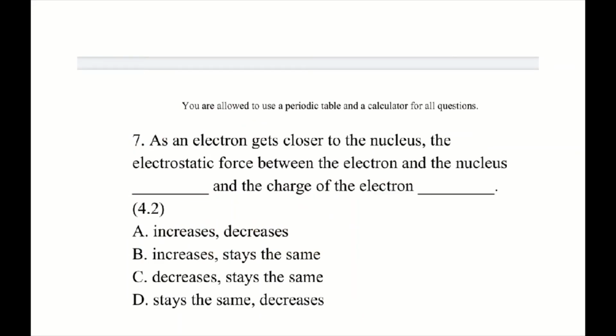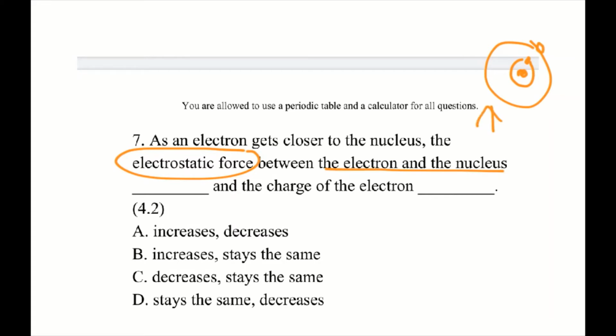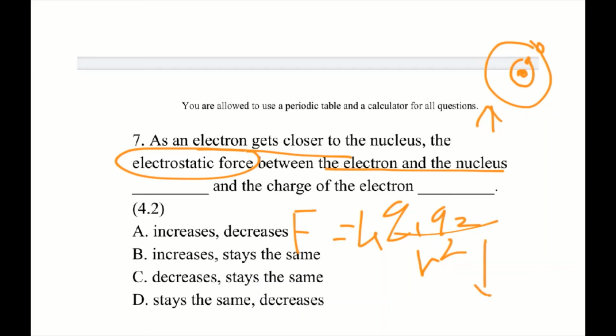Number 7. As an electron gets closer to the nucleus, the electrostatic force between the electron and the nucleus blank, and the charge of the electron blank. So let's draw a diagram. As the electron gets closer and closer to the nucleus, the electrostatic force, or the attractive force between the electron and the nucleus, will increase because, according to Coulomb's law, as distance decreases, the attraction increases. As you can see, as an electron gets closer, r will decrease, but in consequence, F will increase because r is on the bottom and F is on the top.